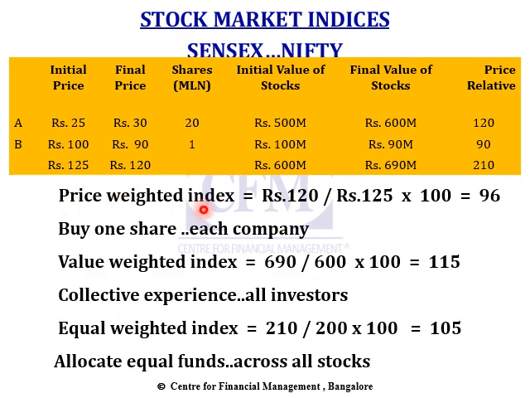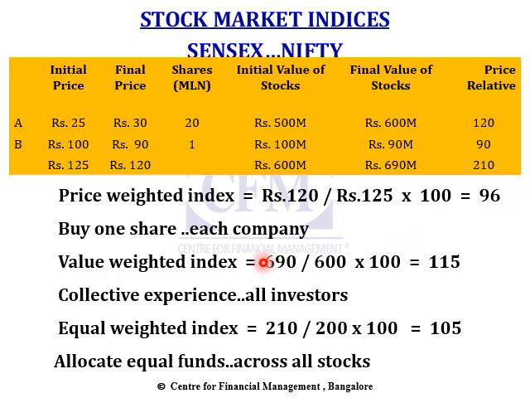Price weighted index assumes that the investor buys one share of each company. If the investor buys one share each of A and B, he would invest 125 rupees in the base year, and his investment in the final year would be worth 120 rupees. So an investor who invests 125 ends up with 120. 120 divided by 125 multiplied by 100 is 96. So essentially the investor suffered an erosion in value of 4%.